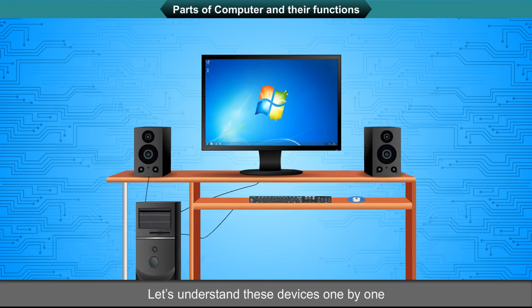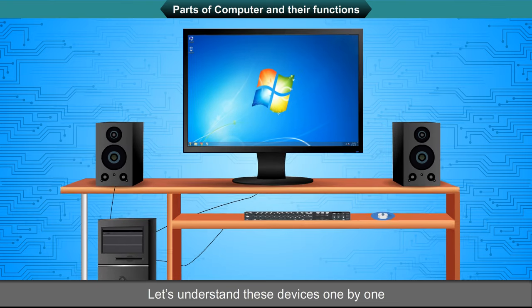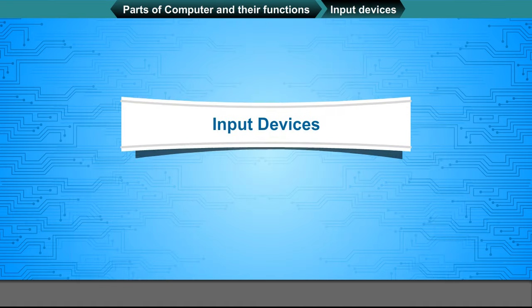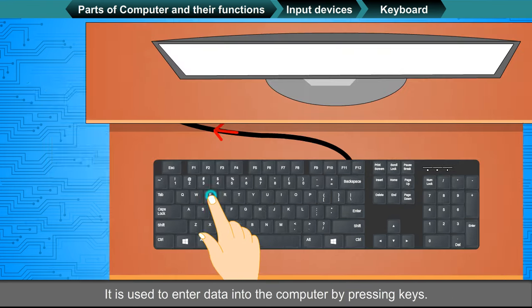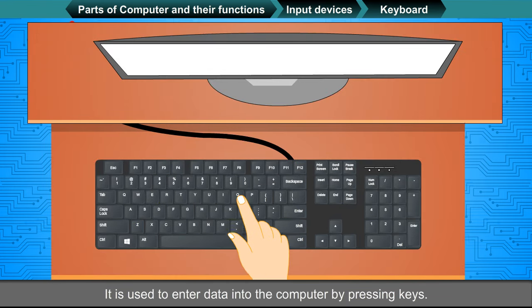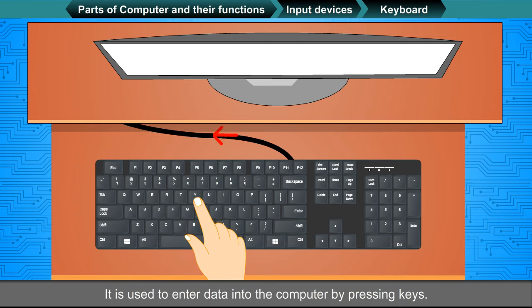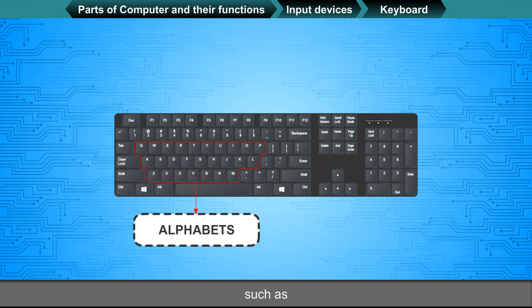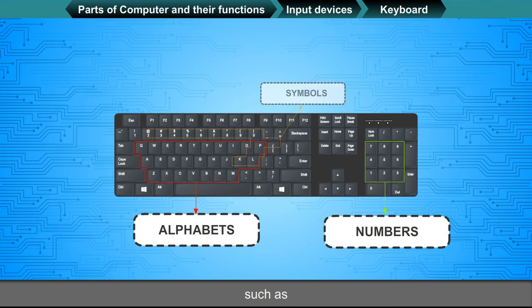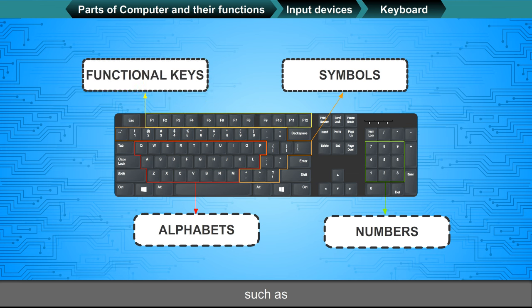Let's understand these devices one by one. Input devices, keyboard. It is used to enter data into the computer by pressing keys. Keyboard has different types of keys such as alphabets, numbers, special symbol, and functional keys.